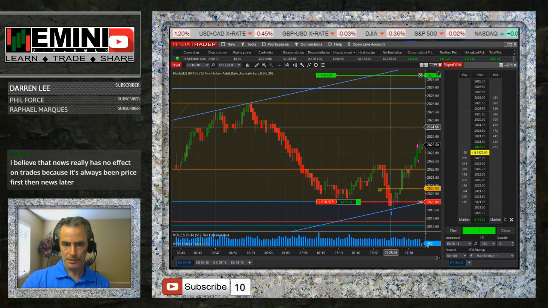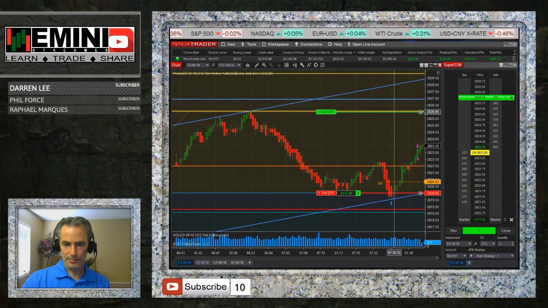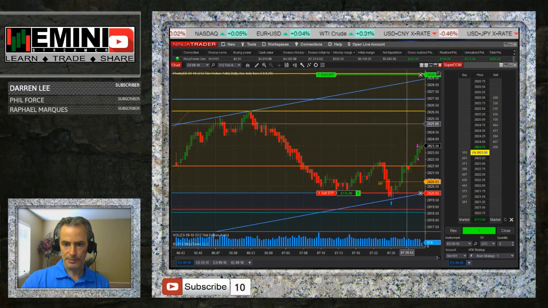Hopefully we're going to head back up towards the top of this channel. And this target isn't at any particular place. I'm just keeping it out of the way so we can trail the stop up.